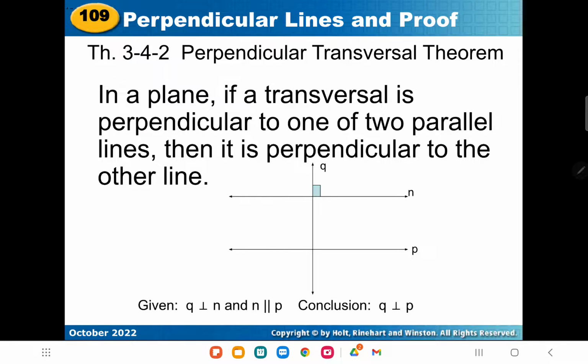Another helpful theorem here is the converse of our theorem about if there's one right angle, then there's 8 right angles. In a plane, if a transversal is perpendicular to one of two parallel lines, then it is perpendicular to the other line. And we can see that this is very quick to prove. We can prove this using PCA. So if lines N and P are parallel, this is a right angle. This angle here must also be a right angle, and therefore Q is also perpendicular to P.